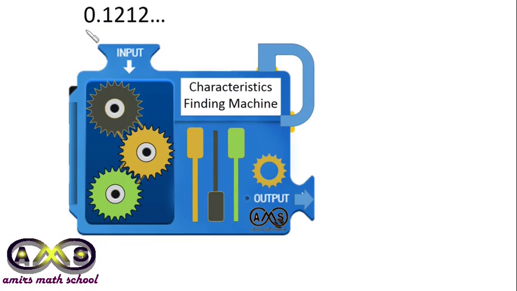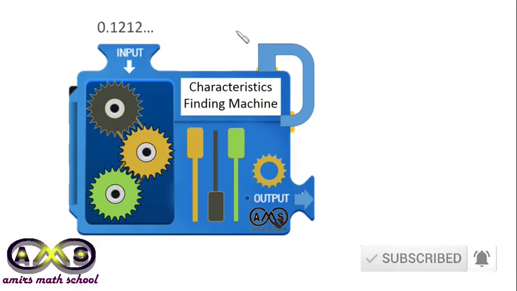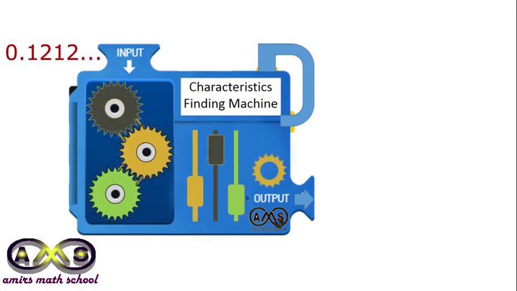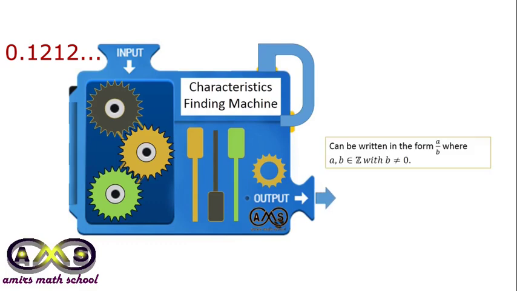Again, we take another number, that is 0.1212 and dot dot dot. In this number, the decimal places will never finish, and the repeating block is 12. So we take this number as the input. After taking input, the machine starts processing, and after processing, the machine gives the first output, that is, can be written in the form a by b, where a, b belong to integer numbers and b not equal to 0. So we can say that the given number can be written as an integer fraction. So this number must be a rational number.